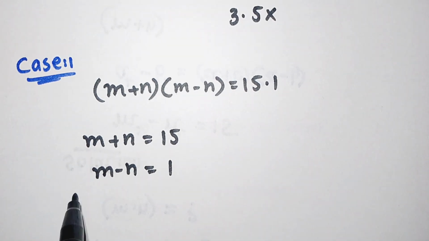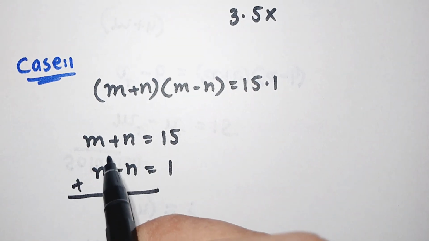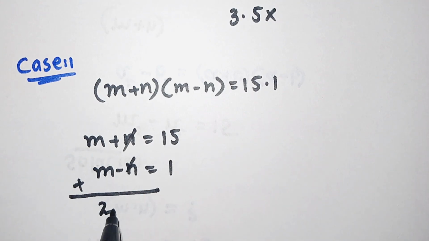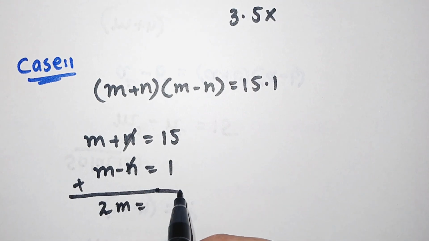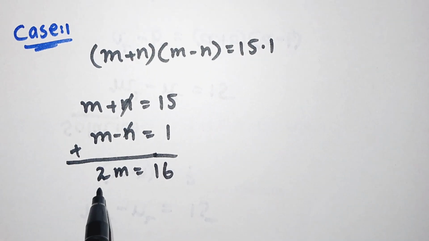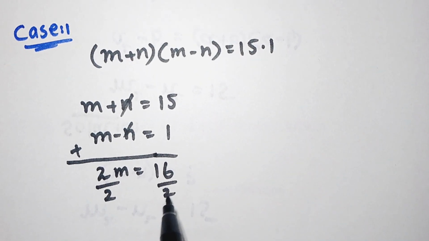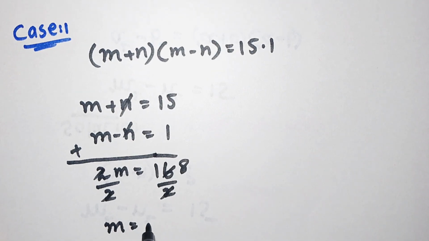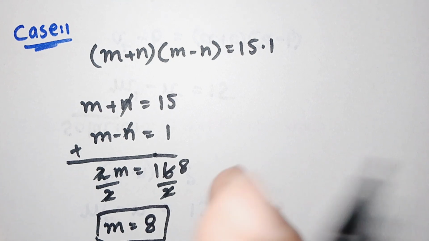Now we have to add these. So here n cancels, and m plus m is equal to 2m, which is equal to 15 plus 1 is equal to 16. We have to divide this side by 2 and also this side by 2. The 2s cancel, and 8 times 2 is equal to 16. So here m is equal to 8. So this is the value of m.